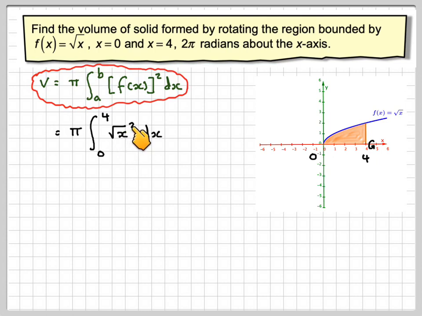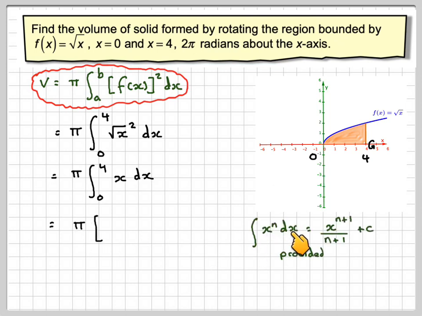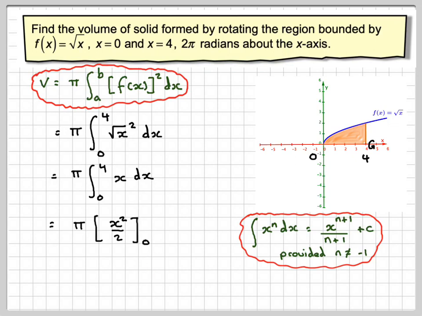Obviously, if you square root and square something, you're just having to find the integral between 0 and 4 of x dx. Now, that gives me pi. Now, the integral of x to the n dx is x to the n plus 1 over n plus 1, plus c, provided n is not equal to minus 1. So this now becomes x squared divided by 2, and the limits are between 0 and 4. So we put the limits at the end. So leave the pi out until the very end.